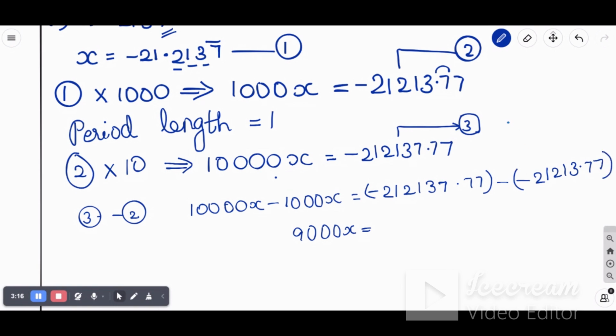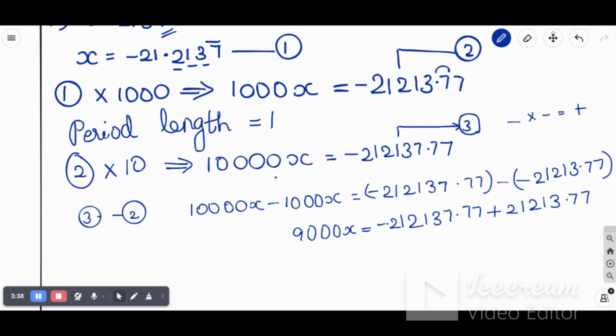When two minuses come together, if you multiply, what is it? It becomes a plus. So rewrite it one more time: 213.77. Minus into minus is plus. There is no change in the numbers now, just the symbols are getting changed. So this is a plus.